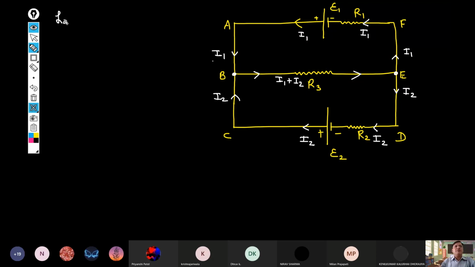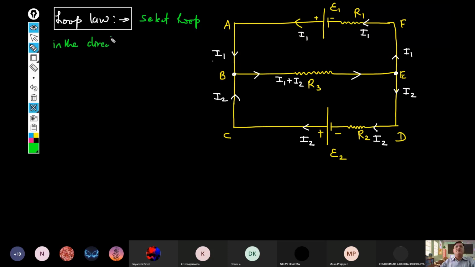Now to apply the loop law, first of all, we have to select a loop. This is a very, very important part. Mostly try to select the loop in the direction of current. Again, I am saying, select the loop in the direction of current. So I am selecting the first loop A, B, E, F, A.